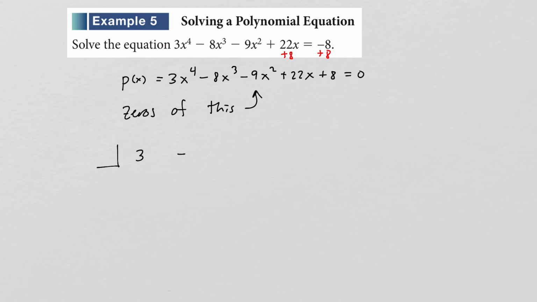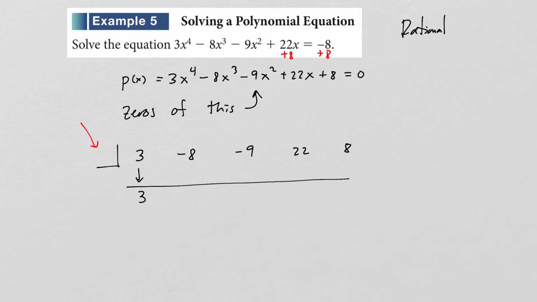If I set up the synthetic division process, we have this, and then now I need to guess what number to put in the box. Well, we're not going to make random guesses. We're going to take educated guesses. If we're thinking about rational zeros, the only possibilities that we have, they will have to be factors of 8. So what are the factors of 8?